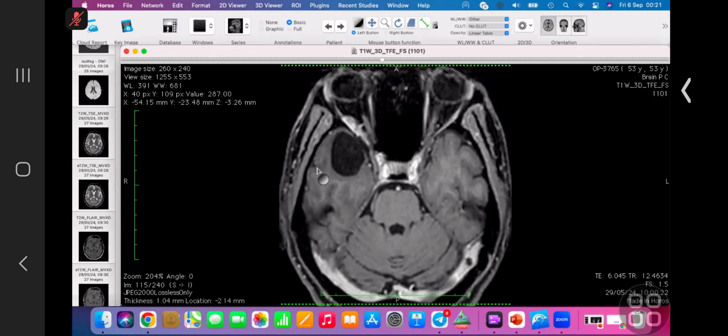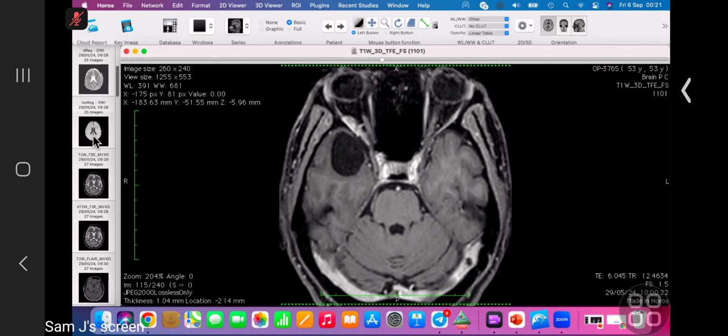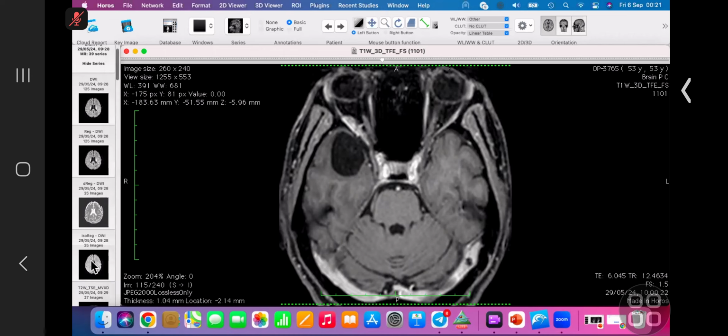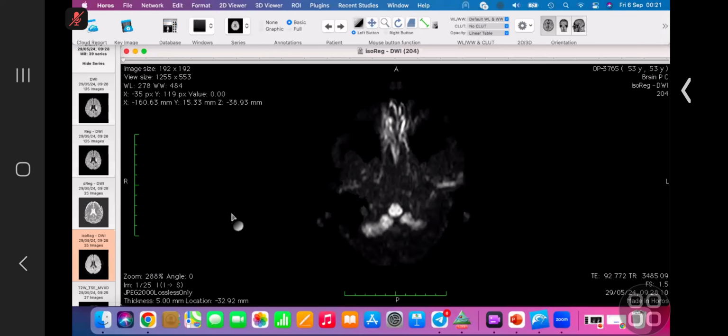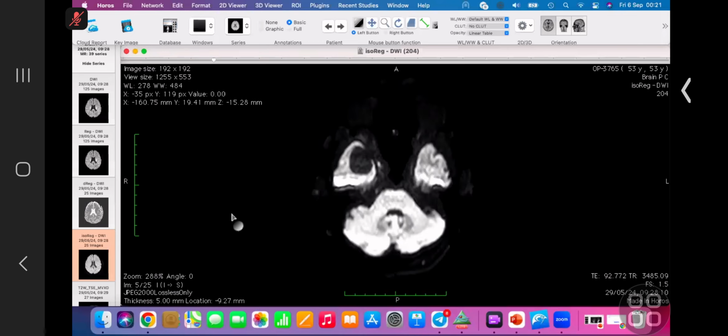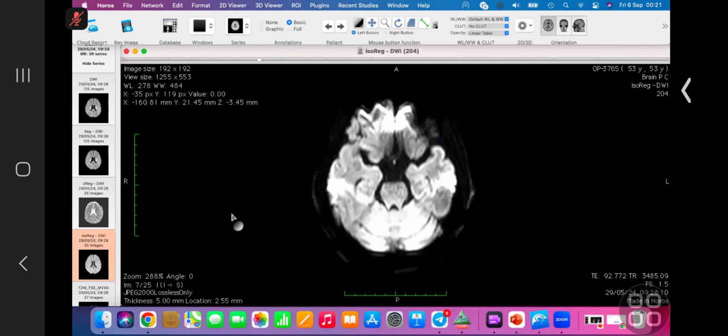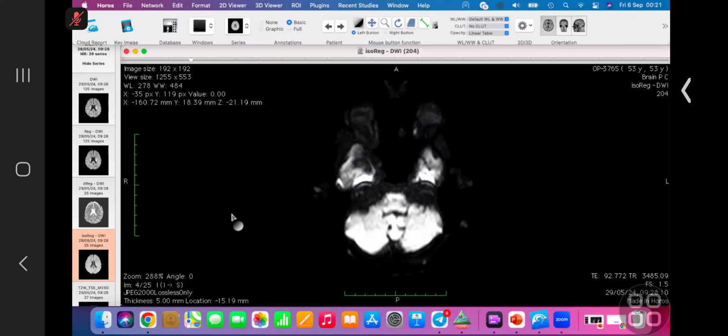Like you just got carried away by looking at the cystic lesion here, which is following CSF fluid signal intensity. That's the arachnoid cyst. But let me just show the DWI. On DWI, there is no diffusion restriction. So this is very important. So this lesion doesn't show any diffusion restriction on DWI.